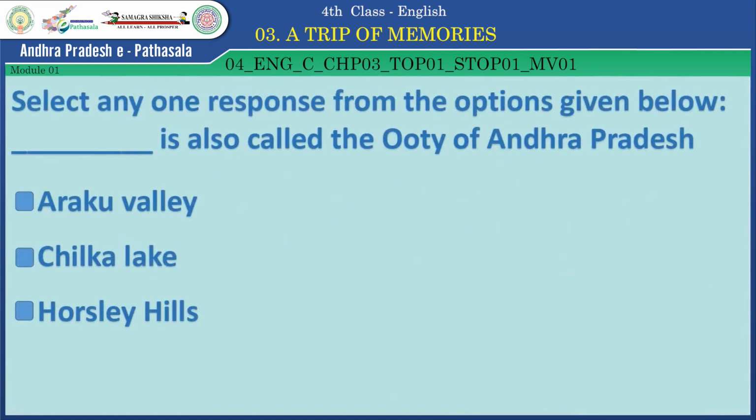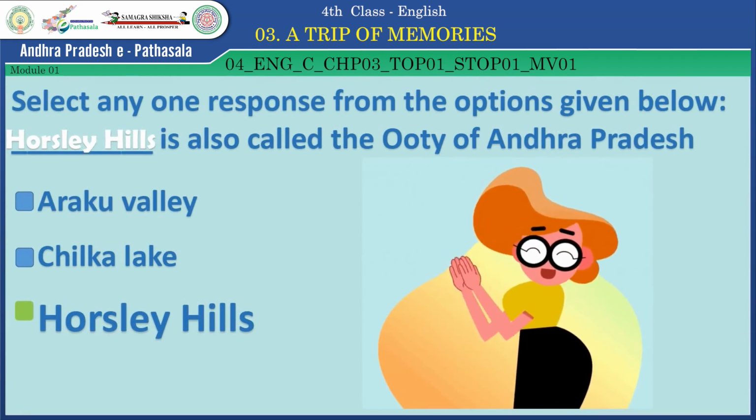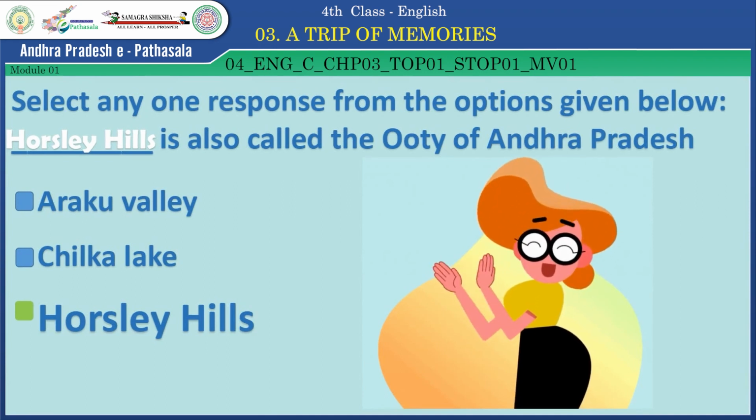Select any one response from the options given below. The question is, dash is also called the Ooty of Andhra Pradesh. The options are as follows. A. Araku Valley. B. Chilka Lake. C. Horsley Hills. What could be the right answer? Let's check it out. The right answer is option C, which is Horsley Hills. Great job! Clap for yourself.